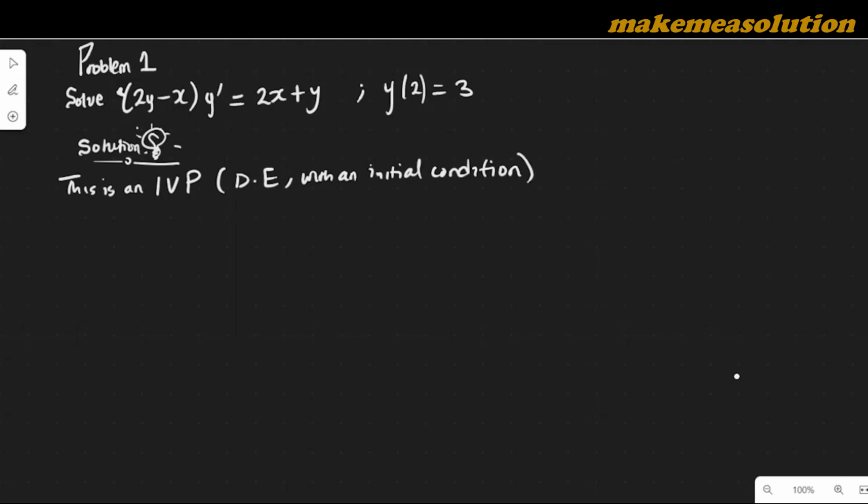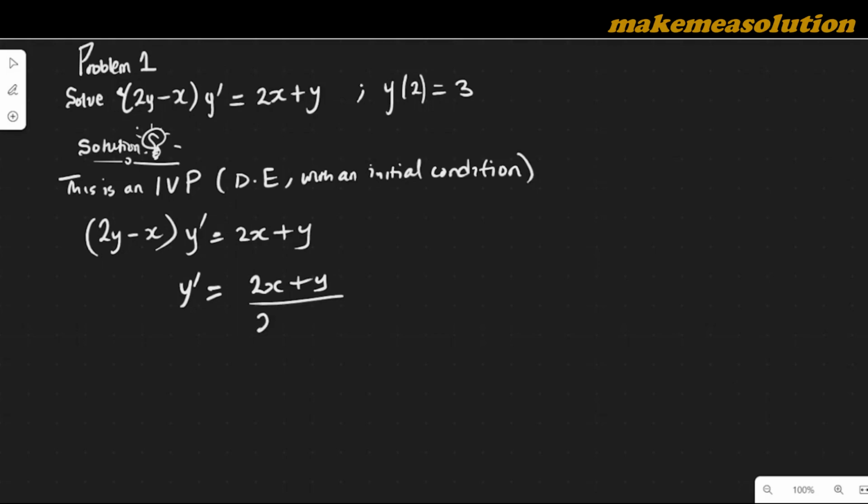Now if you look at this differential equation, 2y minus x y prime is equal to 2x plus y. There is no way that you can separate the variables. In this case, there is no way that you can separate the variables. So everything about this equation is just homogeneous. Okay, so y prime is 2x plus y over what? 2y minus x. So this is our differential equation.